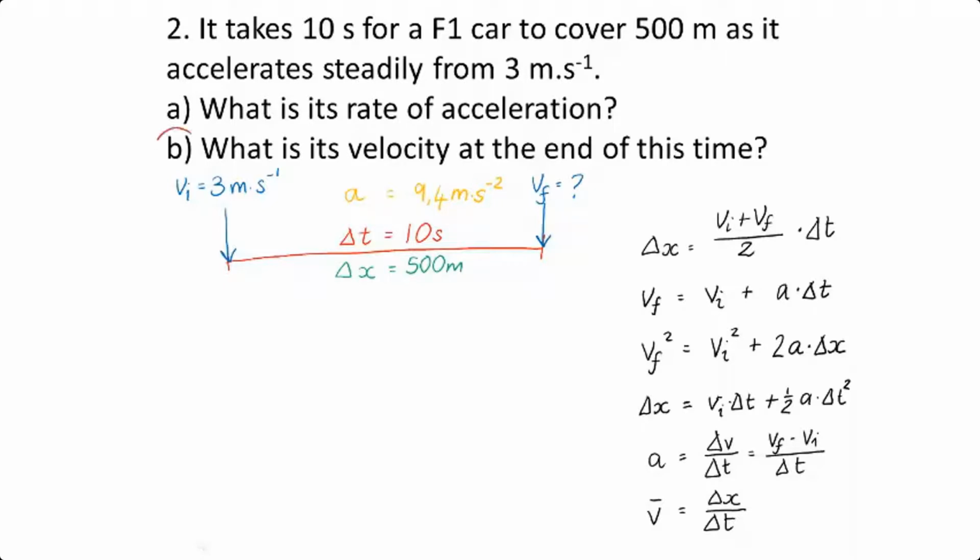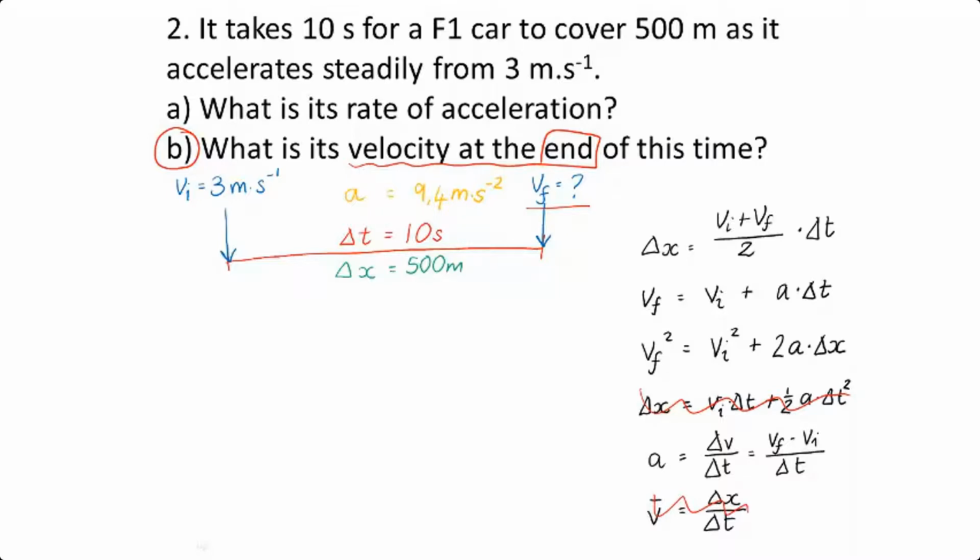We answer B now. What is its velocity at the end? In other words, what's v final? So we have to have an equation which has v final in. And so this equation here doesn't help us, nor does that. The others are all fine. The next criterion is we mustn't have any unknown values. But there are no other values that are unknown. We've got v initial, a, delta t, and delta x. So we could use any of these equations that remain.